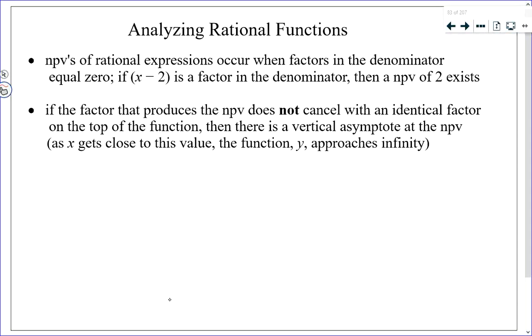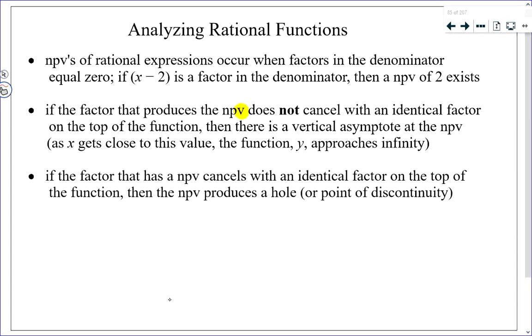If the factor that produces the non-permissible value does not cancel with an identical factor on the top, it survives, then you're going to have a vertical asymptote there. If, and by the way, that should be v. I think on your handout it says something else. If the factor that has the non-permissible value does cancel, and again, I think there's a typo in your handout, if that factor does cancel with an identical factor, then you will produce a hole or a point of discontinuity.